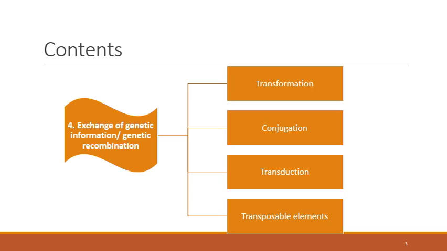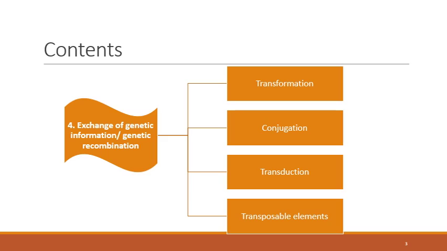The contents which will be covered today are the four different types of exchange of genetic information or genetic recombination. The genetic information carried in the DNA can be transferred from one cell to another. However, this is not a true exchange because only one partner receives the new information. In addition, the amount of DNA that is transferred is usually a small piece of the chromosome.